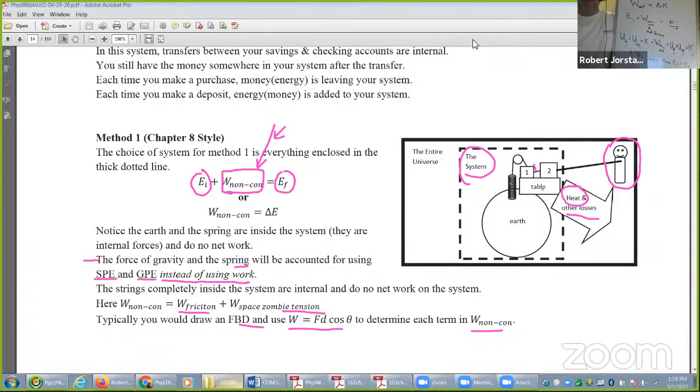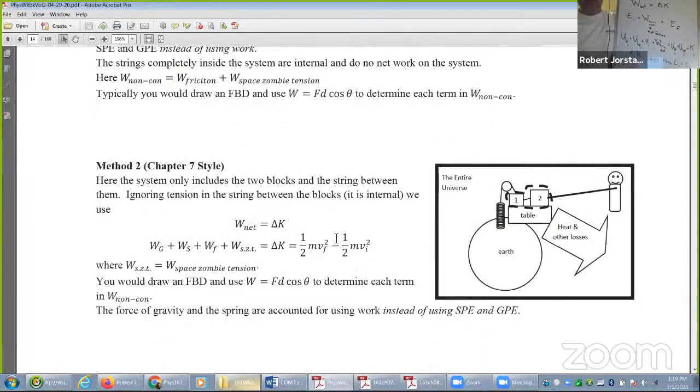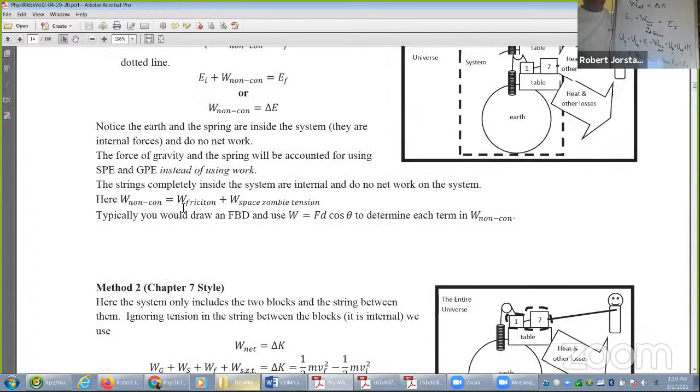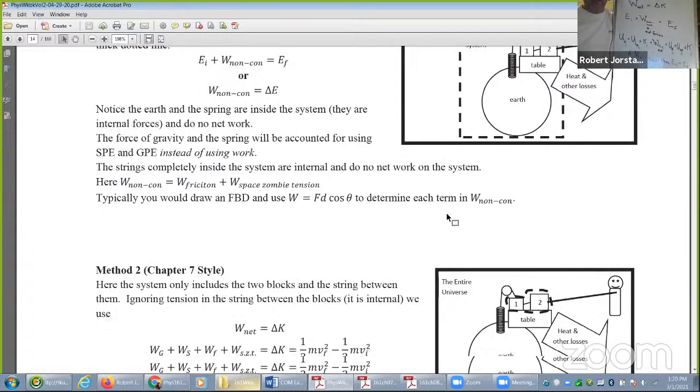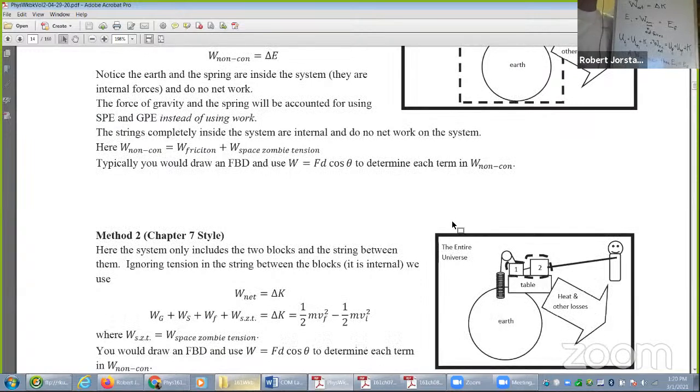That's our new style. To compare that, how did we do this before? In chapter 7, what we'd have to do is first get the work done by gravity, then the work done by the spring, then the work done by friction, then the work done by the space zombie tension, and we'd set that equal to delta K. The math of it ends up exactly the same. The only difference here is in chapter 7, we do work done by gravity and work done by the spring. In chapter 8, we do not do that. We do the energy equations instead. And pretty soon, you are going to love chapter 8 and basically do everything with the chapter 8 style instead. So questions about that?